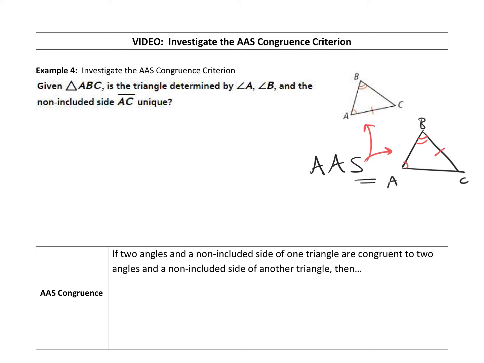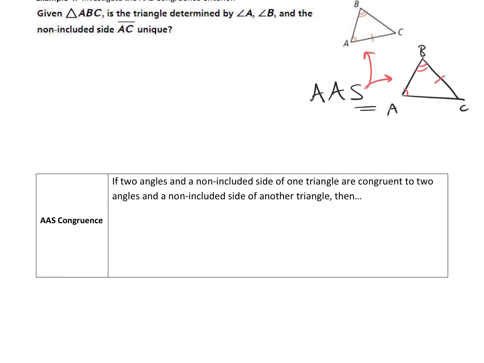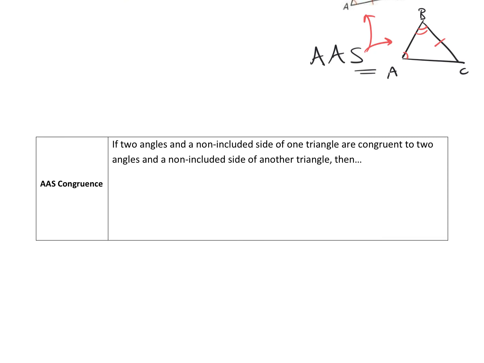Okay, so we have our angle side congruence theorem. If two angles and a non-included side of one triangle are congruent to two angles and a non-included side of another triangle, then the triangles are congruent.